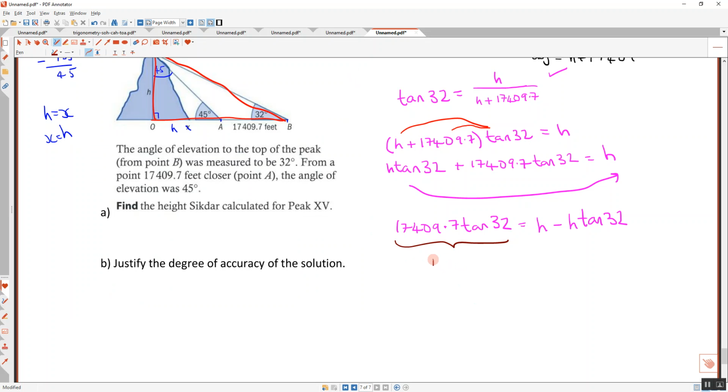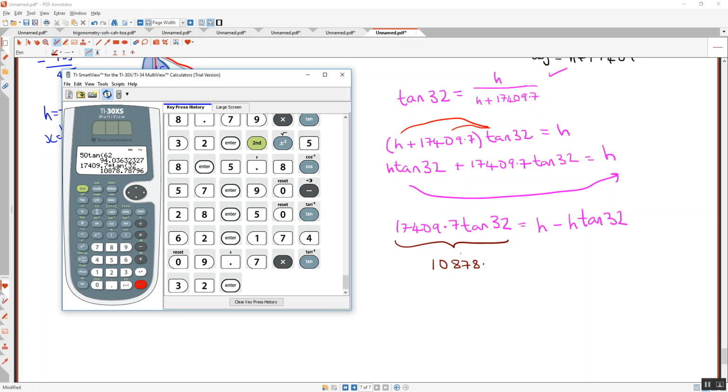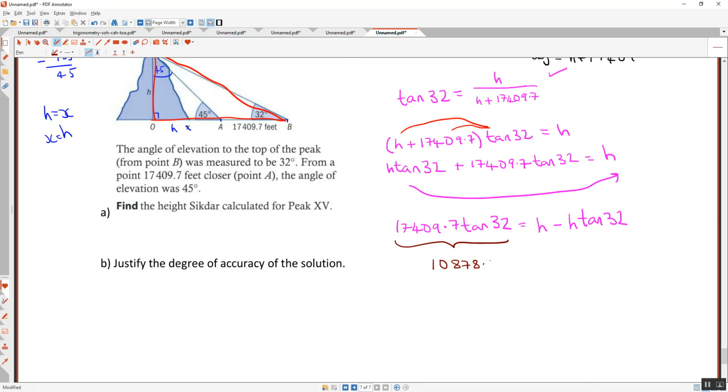So that equals 10878 point, let's say 788. Is equal to, now at this point I've got h here and then h here. I want to get the h's isolated. So I'm going to factorize, that means put into brackets, out an h. So if I was to multiply out this bracket, h times 1 is h, brings me back to here. h times tan 32 is h tan 32.